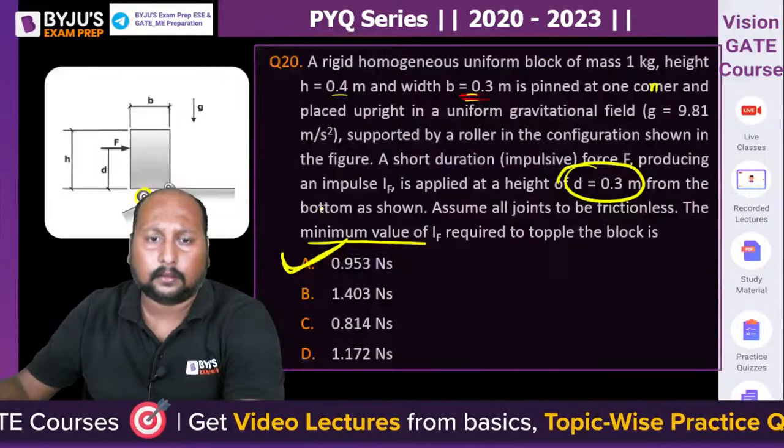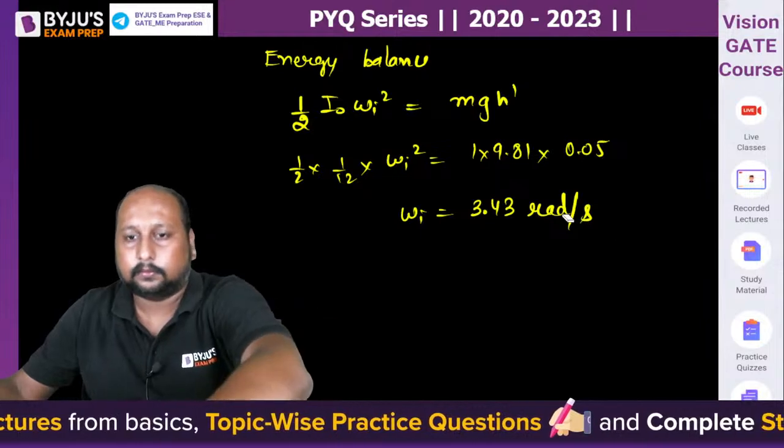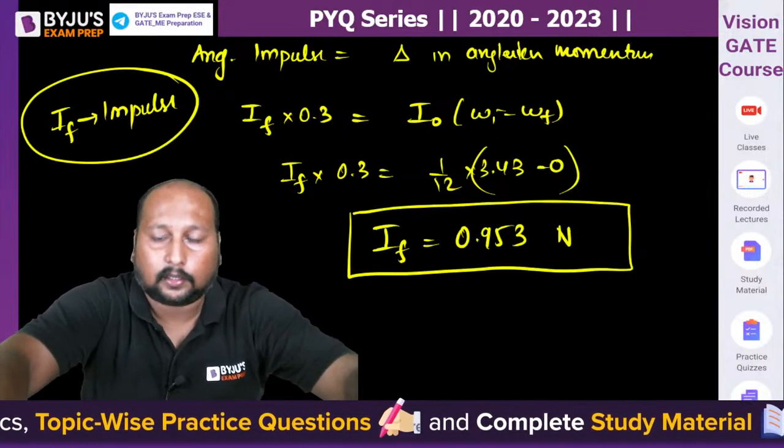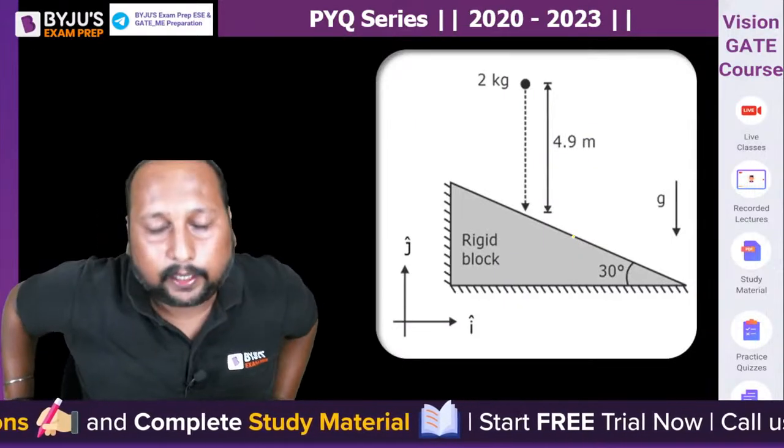Newton second, right? Newton second, force, 1 second. Newton meter is torque. F into T, impulse is F into T.